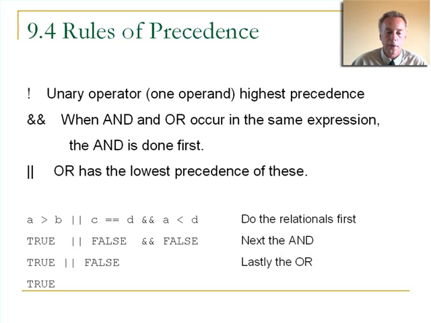So suppose A is greater than B evaluated to true. C is equal to D evaluates to false, and A is less than D evaluates to false. So now we have true, or false, and false. It's important that we do the AND first. So we have false and false, and that evaluates to false. And then we have true or false, and that evaluates to true.